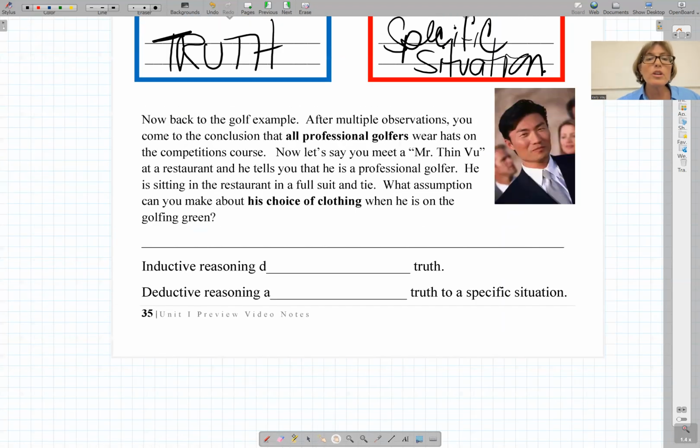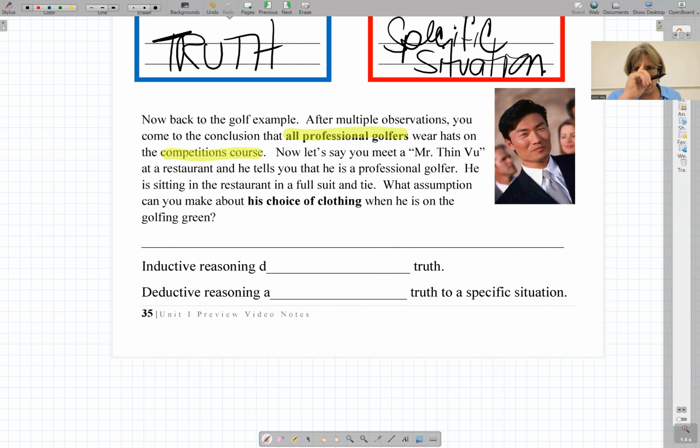After multiple observations, you come to the conclusion, the truth, that all professional golfers wear hats on a competitive course. Now, let's say you meet a Mr. Tin Vu at a restaurant, and he tells you he's a professional golfer. He's sitting in a fancy restaurant, obviously, in a full suit and tie. He doesn't have a hat on his head at that moment. What assumption can you make about his choice of clothing when he's on the golfing green?